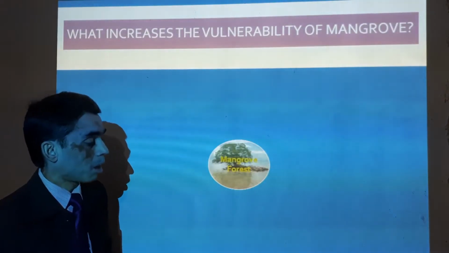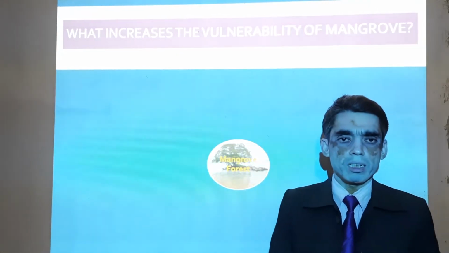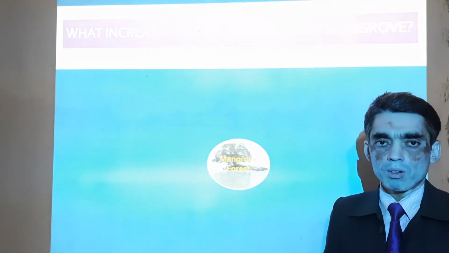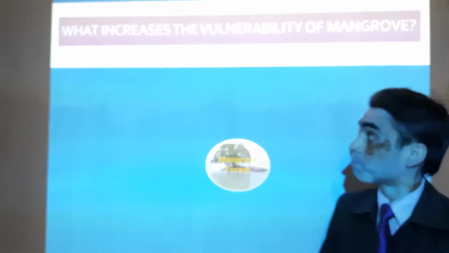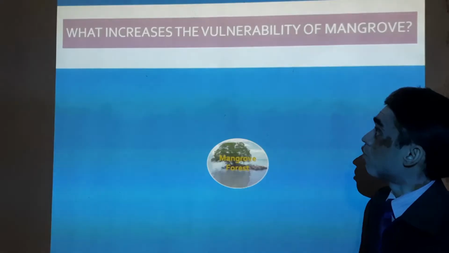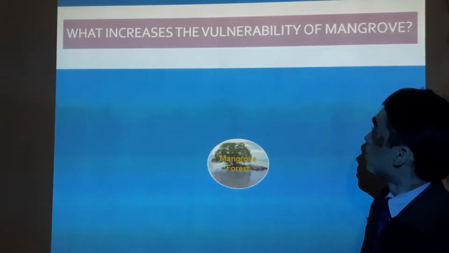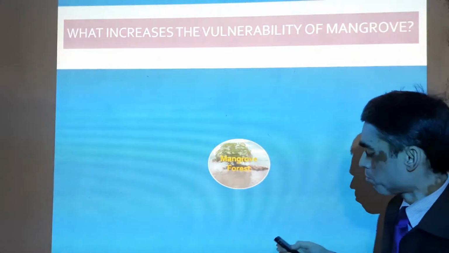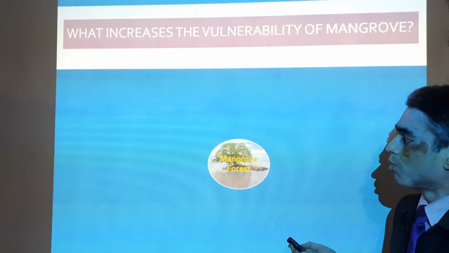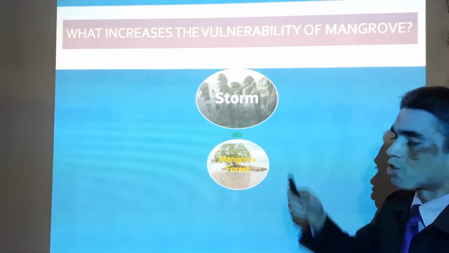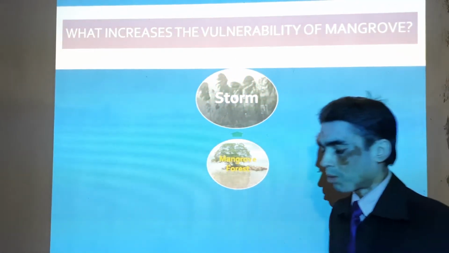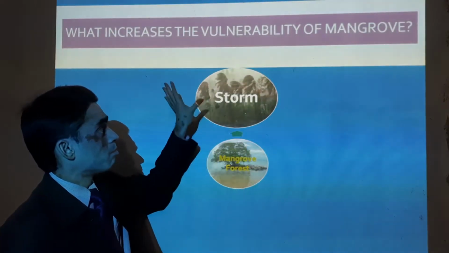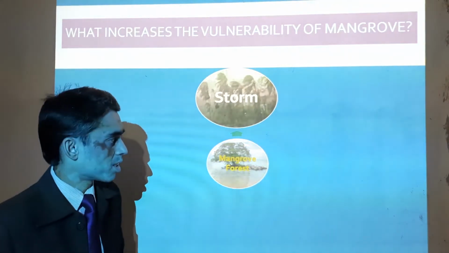The next slide. Already we have got the idea about the present condition of the mangrove forest and the Royal Bengal tigers. Here the question: what increases the vulnerability of mangrove? Suppose this is the mangrove forest in the picture. If we see, we will easily understand storm. This is one of the natural calamities. This is also responsible for the vulnerability of mangrove forest.